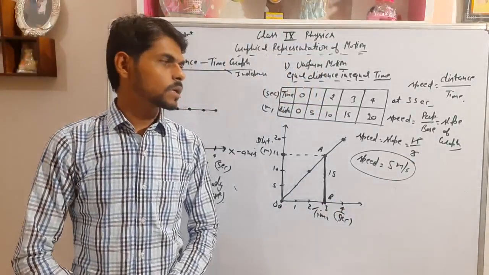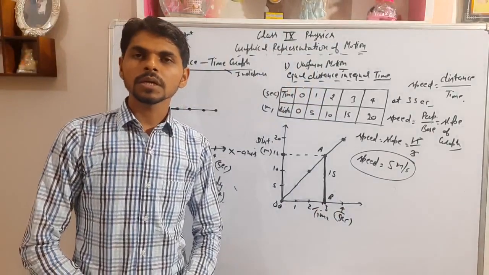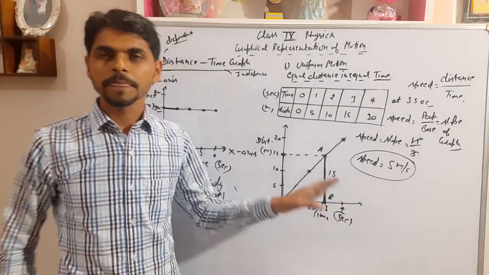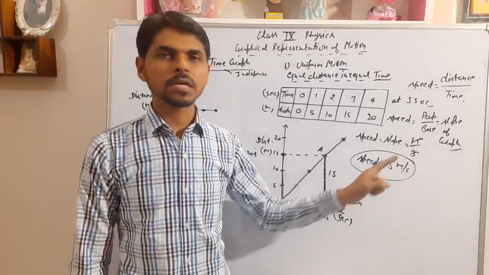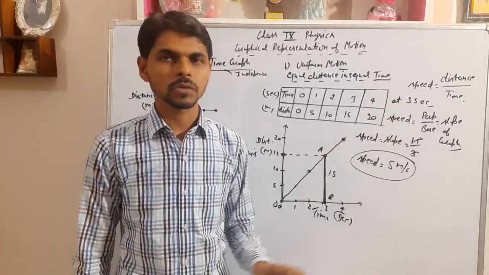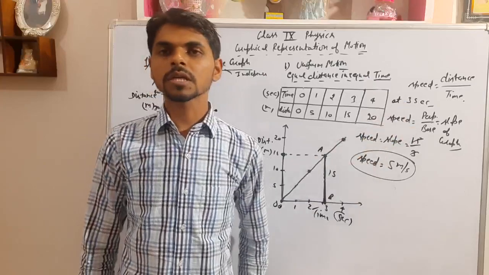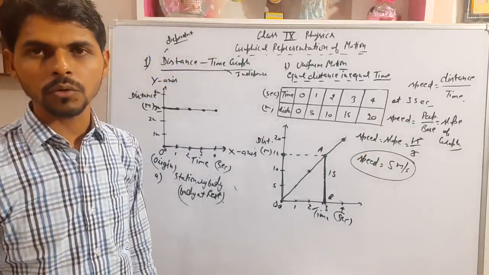So this is the method to calculate the speed from the graph. Look at this. What is the method? If we want to calculate the speed from the graph, what is the mathematical formula to calculate the speed? That is distance upon time. Okay. But if you want to calculate the speed at 3 seconds from the graph, what do we have to do?